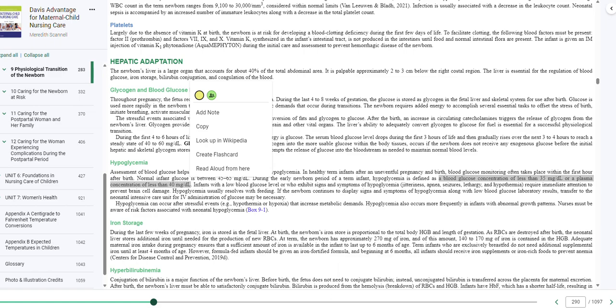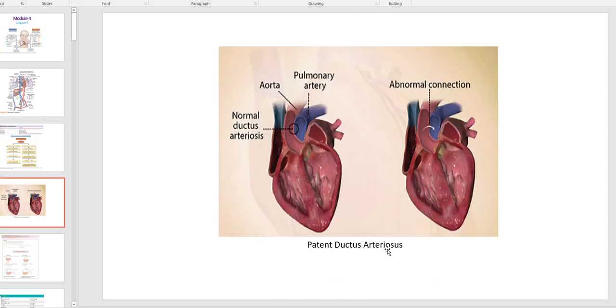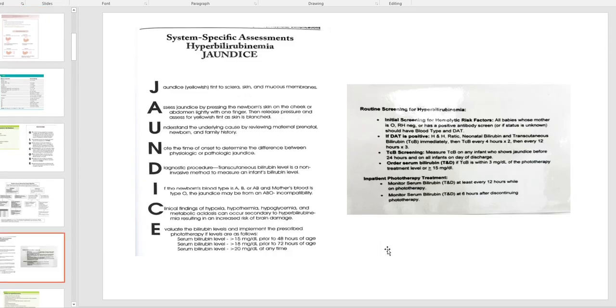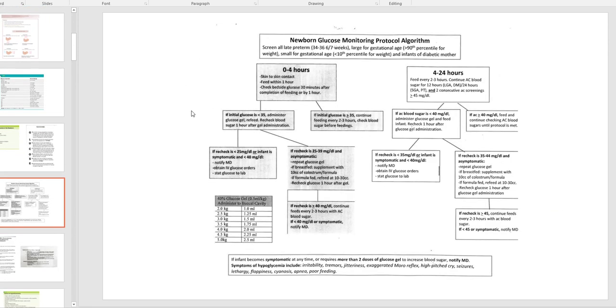And I think I showed you on our slide the algorithm that Archbold uses, okay? So they screen all late preterms, which is 34 to 36 and 6, or LGA babies, which are over 90% tile for their weight, or SGA babies. So this is how they come up with what they do and when they do it, the time frame, okay?